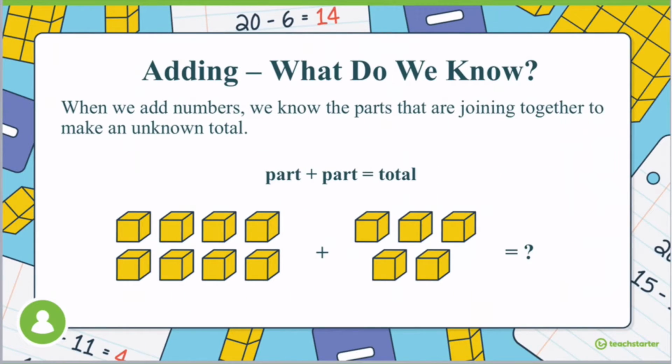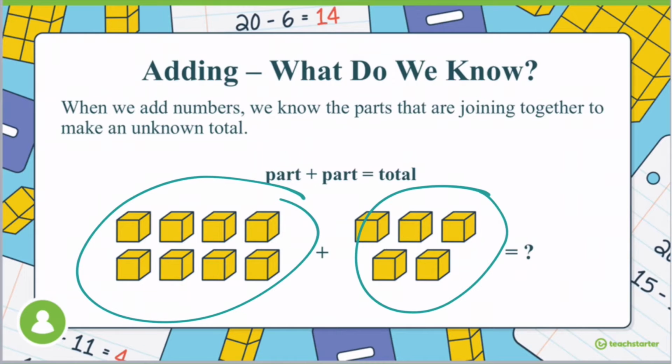So to start off with though, when we look at adding, what do we know? When we add numbers, we know that the parts that are joining together make an unknown total. So we have the first part, the second part equals how many? Well, we've got 8 in our first part and we've got 5 in our second. So 8 plus 5 is equal to 13.